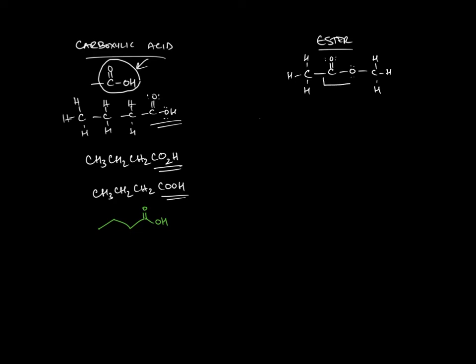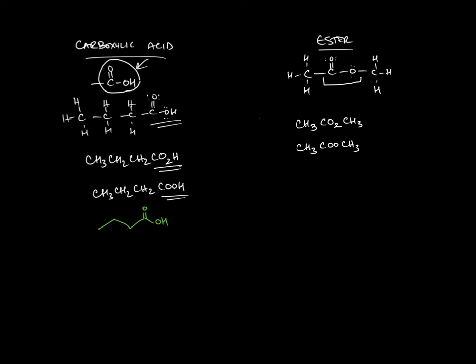So it's that same little C double bond O part, but instead of being at the end and just having hydrogen, it would have more carbons on the other side. The way to do this as a condensed formula is very similar. It would be to have a CH3 followed by a CO2 and then another CH3. Or, just like the carboxylic acid, we could write CH3, COO, CH3.